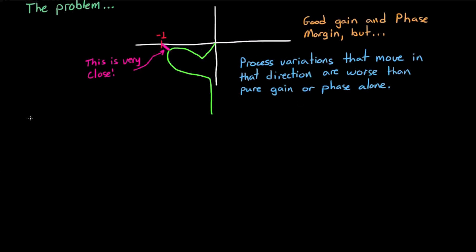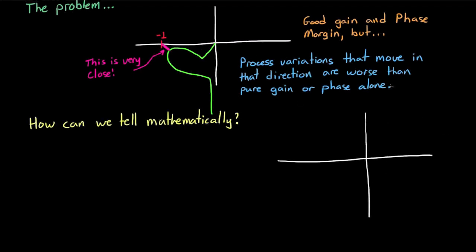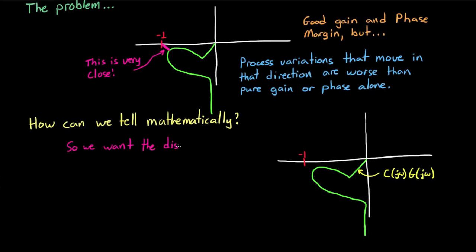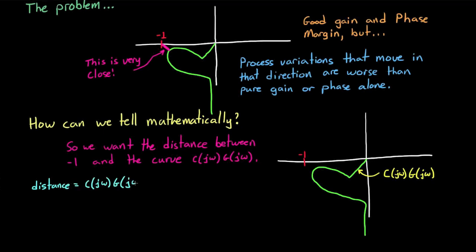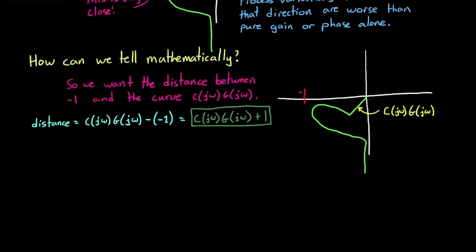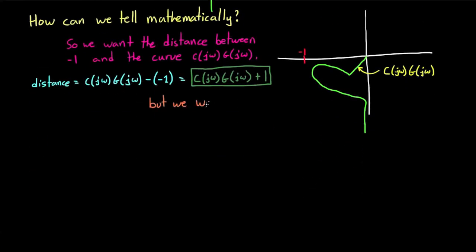So visually we can see that we're really close to the -1 point from a Nyquist plot. But how can we tell mathematically? Well, it's pretty easy. We could just measure the distance between the curve and -1, and then just find the closest approach. This will tell us the point that is most in danger of causing instability. And distance is just the Nyquist curve minus the -1 point, or C(j omega) times G(j omega) plus 1. But what we really are looking for is the minimum of C times G plus 1, because that'll give us the closest distance.